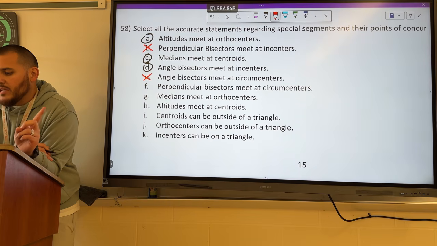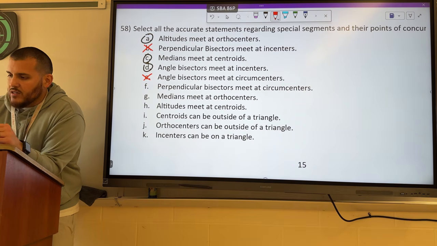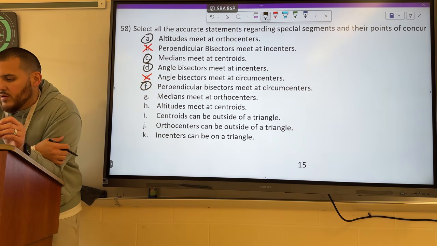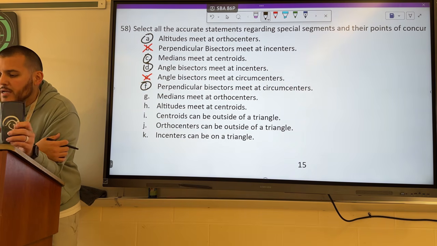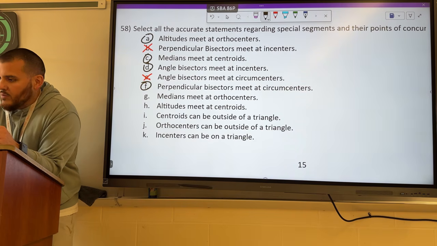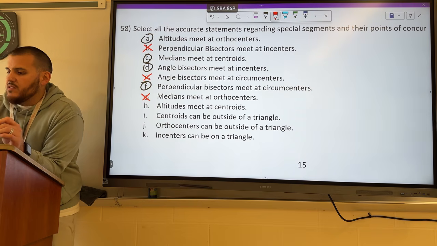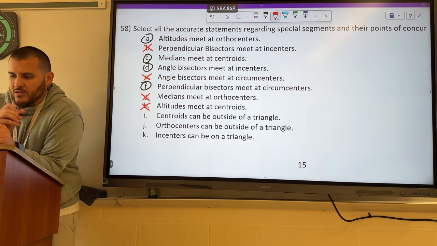F says perpendicular bisectors meet at circumcenters. That is a true statement. Circumcenter is a point of concurrency of perpendicular bisectors. Medians meet at orthocenters. Nope, we already said medians meet at centroids. That's not true. Altitudes meet at centroids. Nope, we already said they meet at orthocenters.